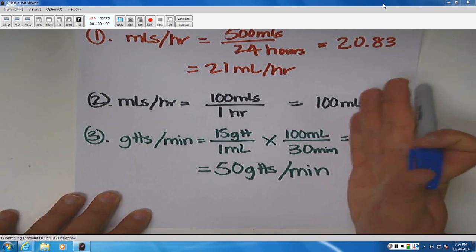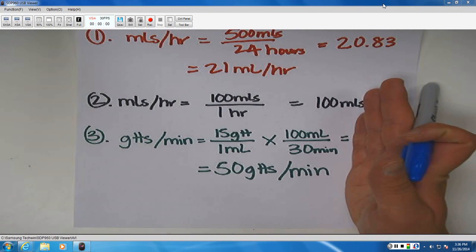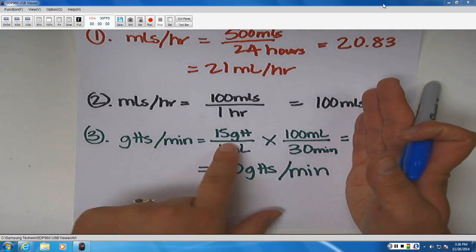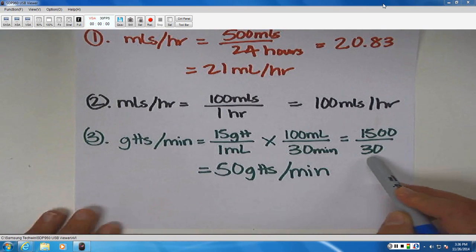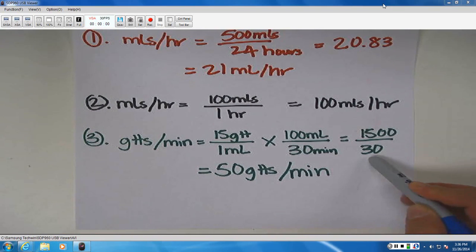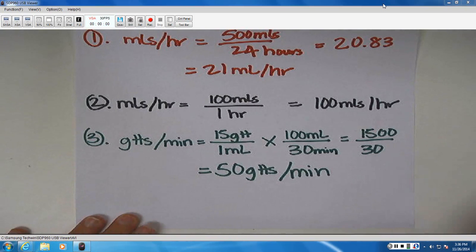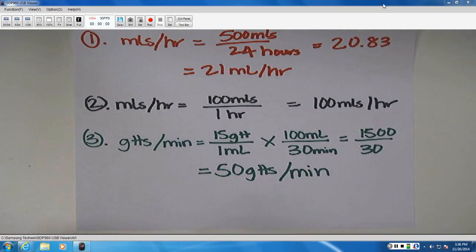So that's my equation set up, and now I'm just going to multiply straight across. 15 times 100 is 1,500, and I'm going to divide that by 30 because I want to give that 1,500 in 30 minutes. So I end up with 50. So 50 drops per minute is my answer.